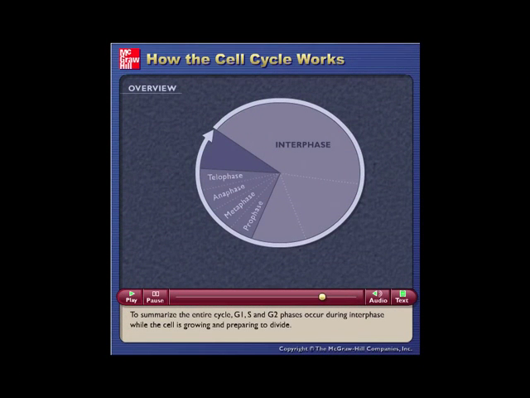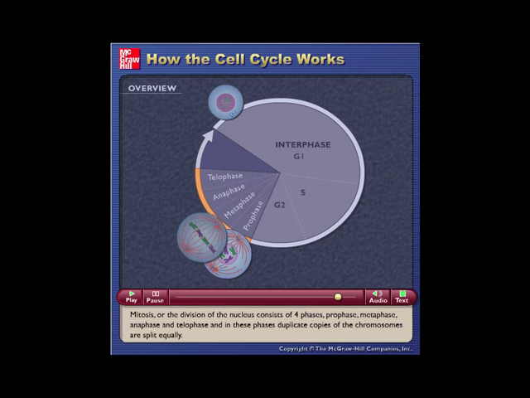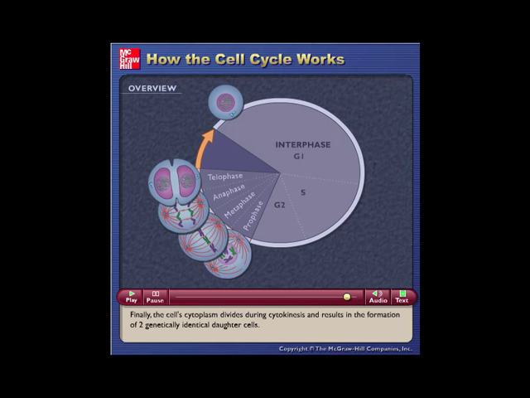To summarize the entire cycle, G1, S, and G2 phases occur during interphase while the cell is growing and preparing to divide. Mitosis, or the division of the nucleus, consists of four phases: prophase, metaphase, anaphase, and telophase, and in these phases duplicate copies of the chromosomes are split equally. Finally, the cell's cytoplasm divides during cytokinesis and results in the formation of two genetically identical daughter cells.